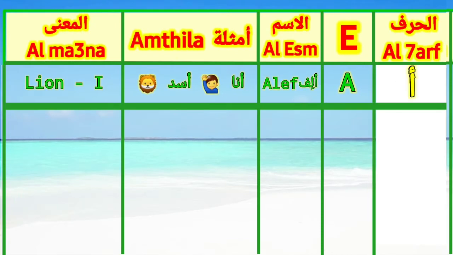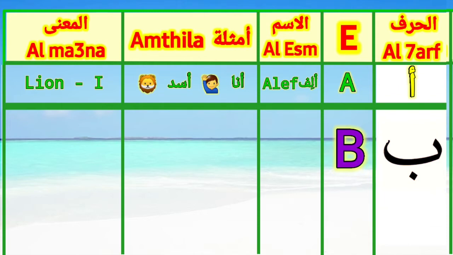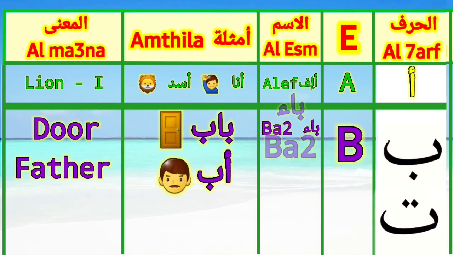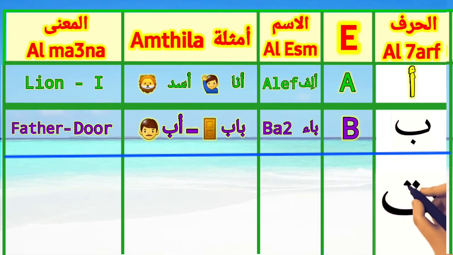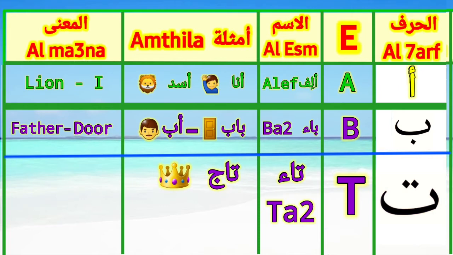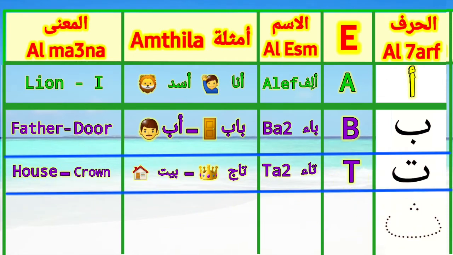Do you still remember how to write ba? We draw a boat with one dot underneath. تمام, let's continue. The equivalent is B, الاسم is ba. أمثلة, we said bab means door and ab means father. The next boat was ta, the smiley face, equivalent to T, الاسم is ta. أمثلة, taj or tag, which means crown, and bait. Bait means house. And the last sister was tha.